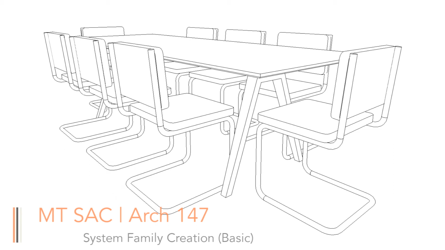This video is a continuation of our previous video on how to create a parametric family. In this video, we will learn how to create a system family. We will use nested family to create the system and use associate parameter to control its visibility. We will also look into the difference between type parameter and instance parameter. Let's get started.